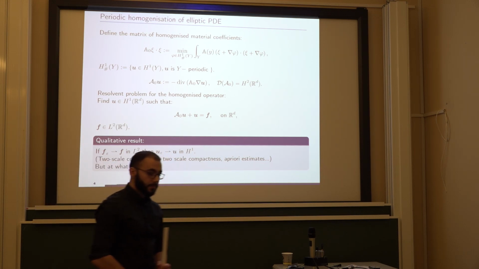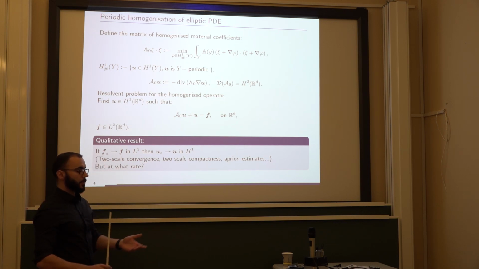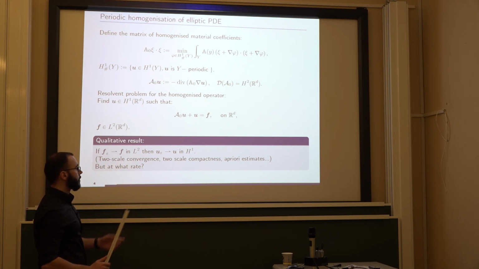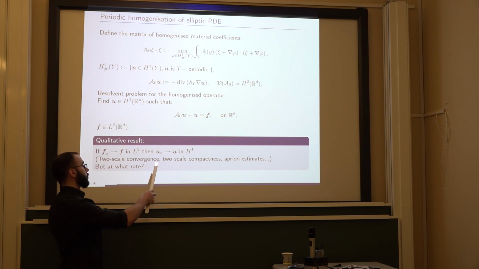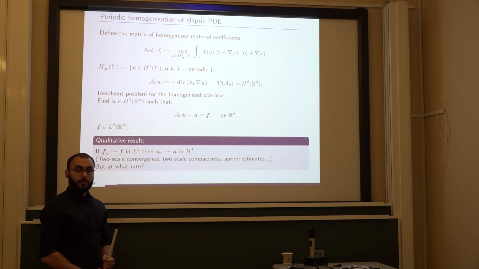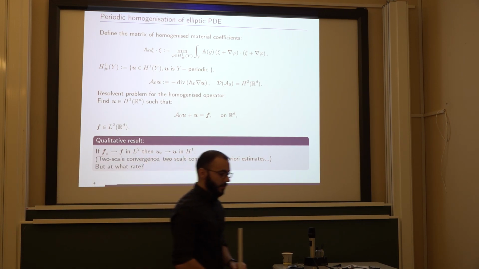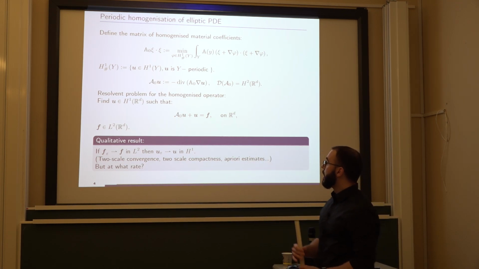And it turns out that you can immediately prove some sort of qualitative result, such as, for example, if the sequence of right-hand sides converges weakly in L2, or two-scale converges weakly, then the sequence of solutions would converge two-scale or weakly to u in H1. So you would have a link between this sequence of resolvent problems and this limit resolvent problem. But still, this doesn't answer our questions, such as at what rate do we have this convergence and what happens with the spectrum, and so on.